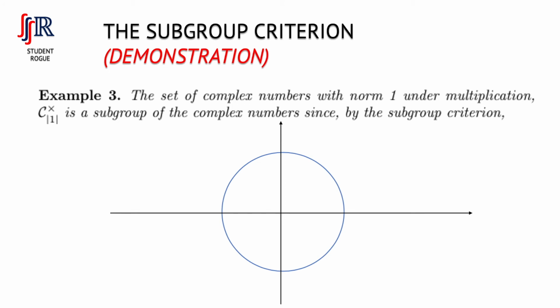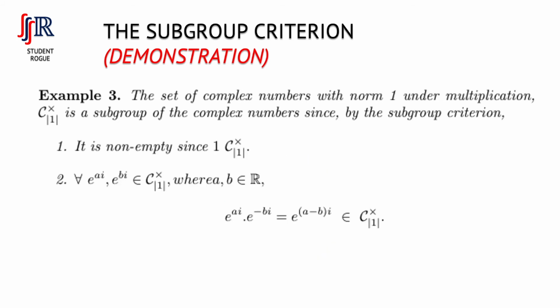Let us consider the complex plane once again as a group of the complex numbers under addition, but a different subset. That is the subset of complex numbers with norm 1. And this forms a circle of radius 1 in the complex plane. Is this a subgroup? Well, let's see. By the subgroup criterion, first of all, it's not empty, right? Since it contains the number 1, which has norm 1. And it turns out this is the identity element as well.